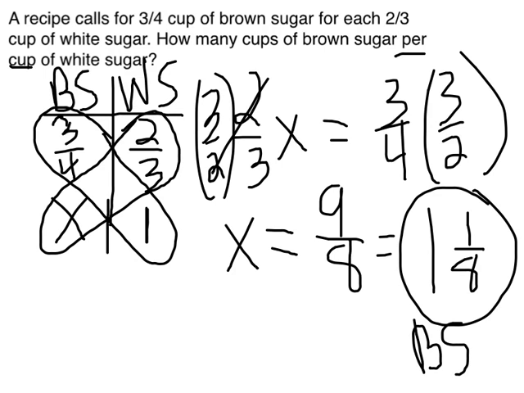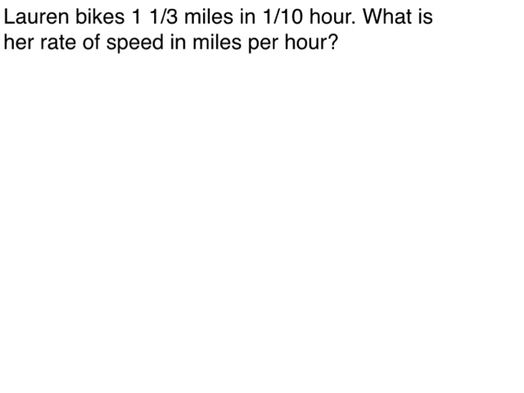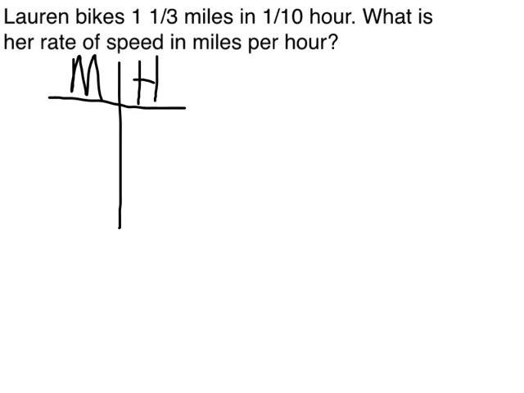Let's do another one. Lauren bikes 1 1/3 miles in 1/10 of an hour. What is her rate of speed in miles per hour? So I know I'm comparing miles to hour. And I know that she can do 1 1/3 miles in 1/10 of an hour. Now I'm interested in how many she can do per hour means 1. So I know my hour will get a 1, and I know underneath my miles I'm going to write an X. Now I'm going to do the same thing. I'm going to cross multiply.